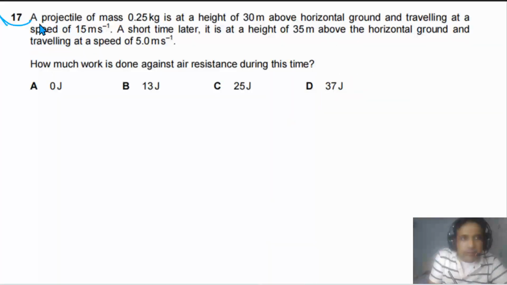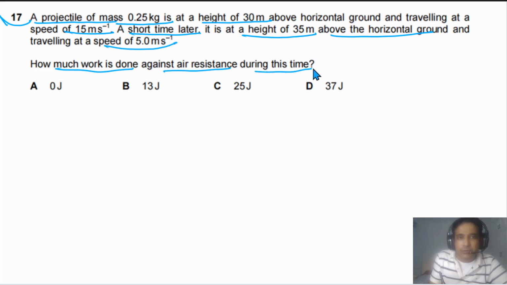Question number 17 says a projectile of mass 0.25 kgs is at a height of 30 meters above horizontal ground and traveling at a speed of 15 meters per second. A short time later, it is at a height of 35 meters above the horizontal ground and traveling at a speed of 5 meters per second. How much work is done against a resistance during this time?